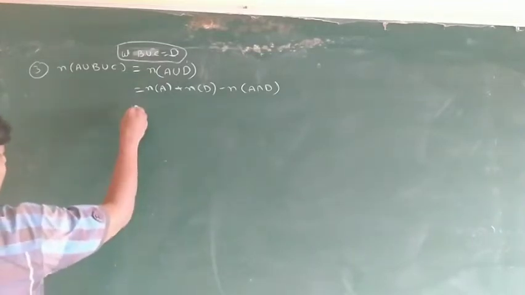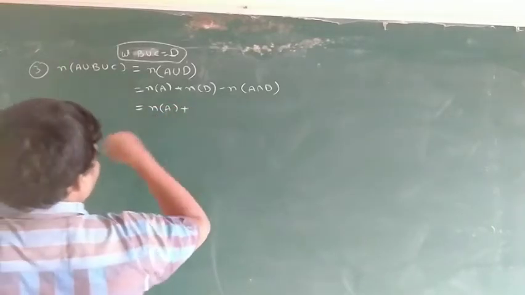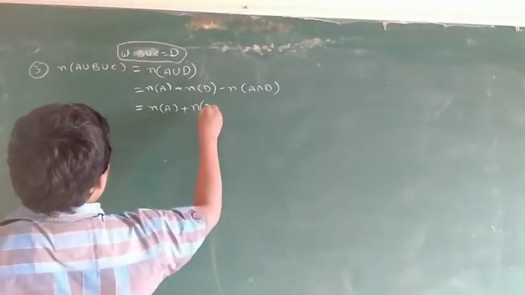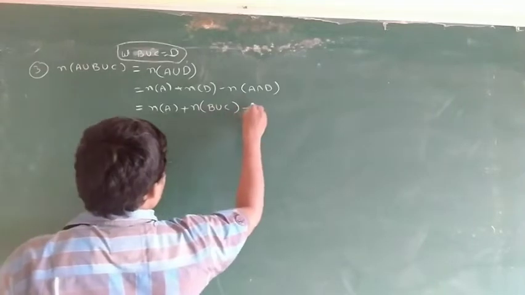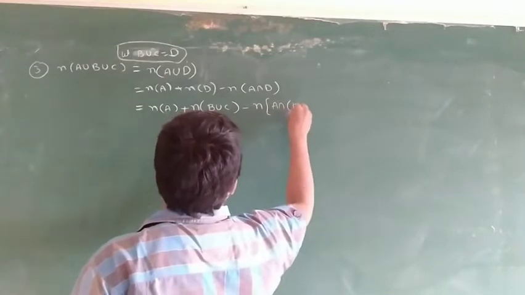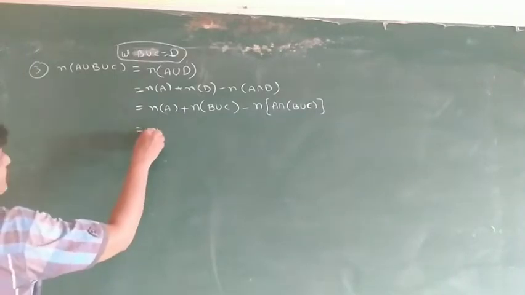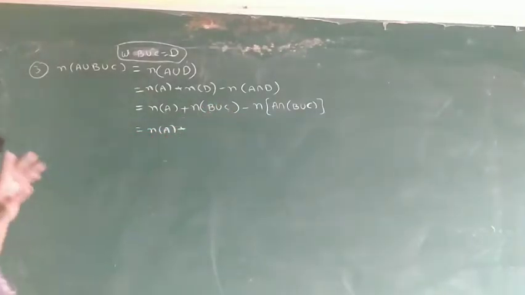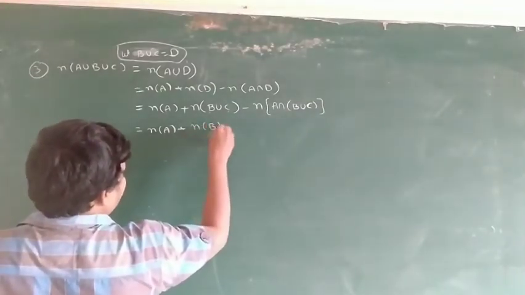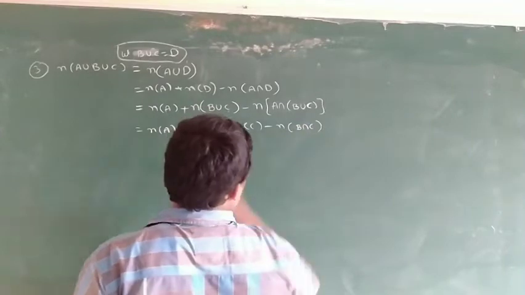Next, n of A plus n of D, where D is equal to B union C. n of B union C is equal to what? n of B union C minus n of A intersection B union C. Substitute D. So that is equal to n of A. This is also the same A union B formula: n of B plus n of C minus n of B intersection C.